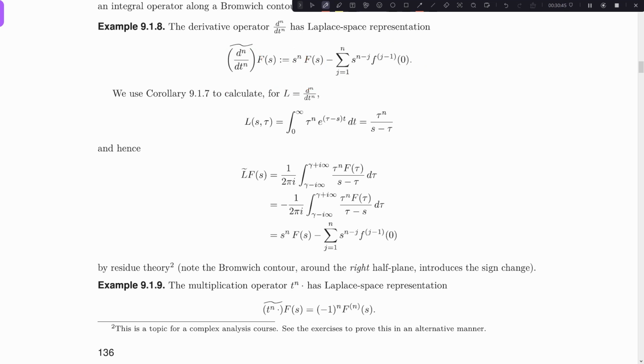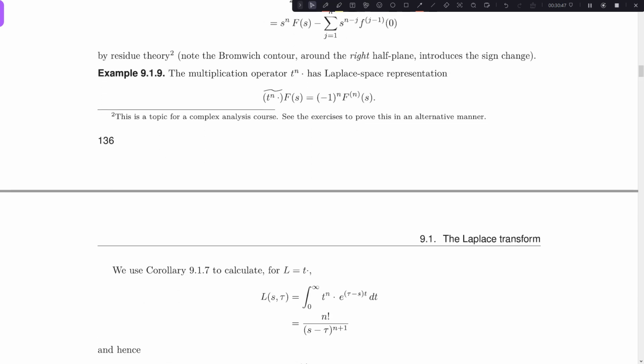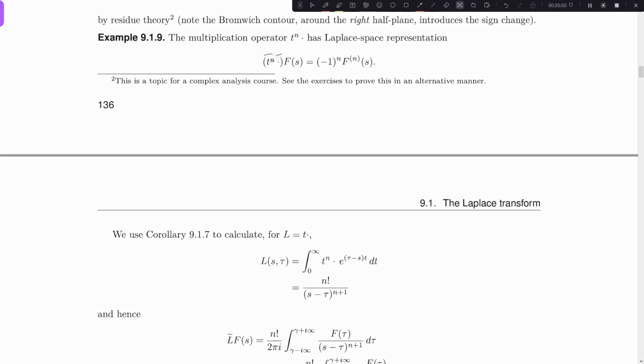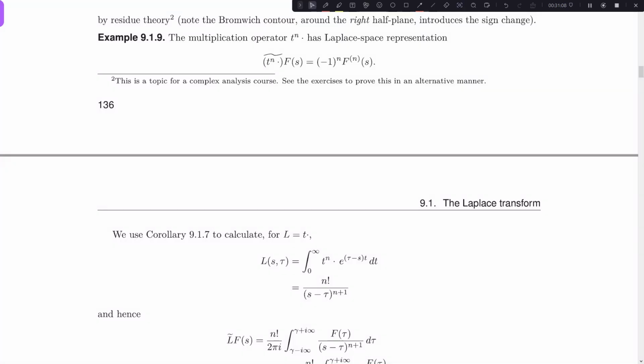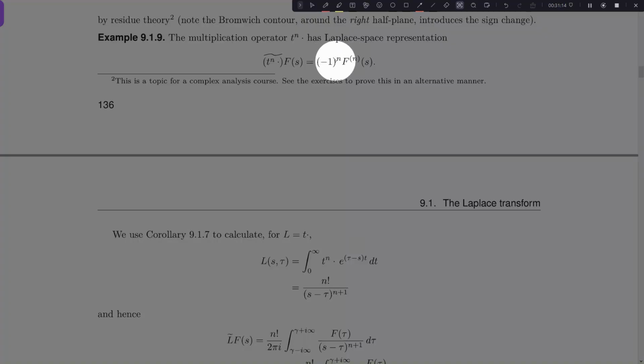And then if I scroll down and look at the multiplication operator, the representation of multiplying by a monomial, t to the n, is (-1)^n and then n derivatives on f. So this is how I represent this multiplication in the Laplace space. This is now my version of the matrix that I had in the discrete case: (-1)^n and then n derivatives on f.